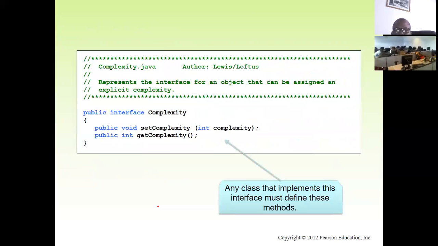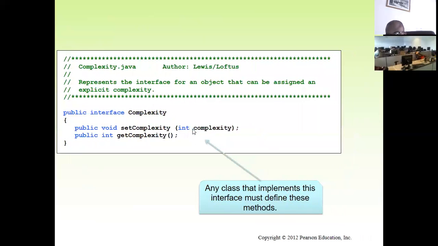So here's an example of an interface called complexity. Note this interface has two methods, the set complexity and the get complexity, right here. So any class that implements this interface must define these two methods at least in the body of that class.